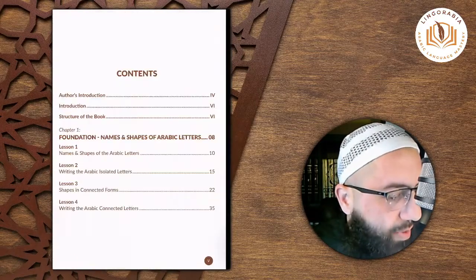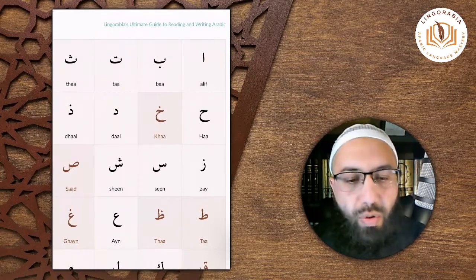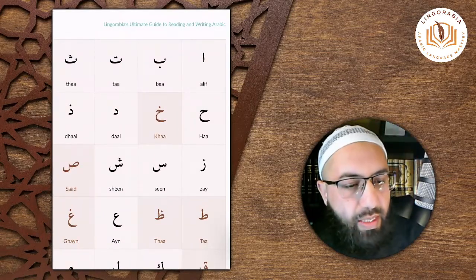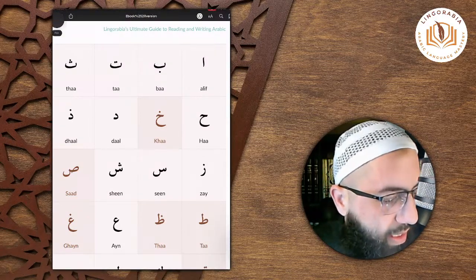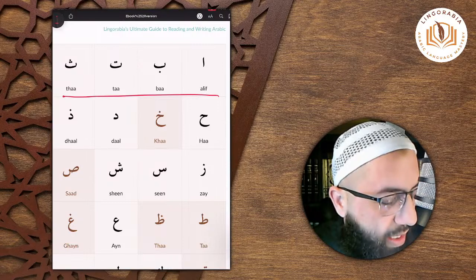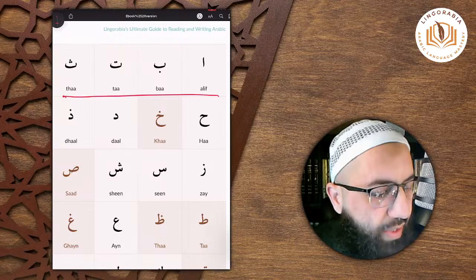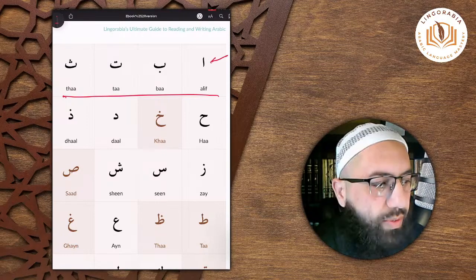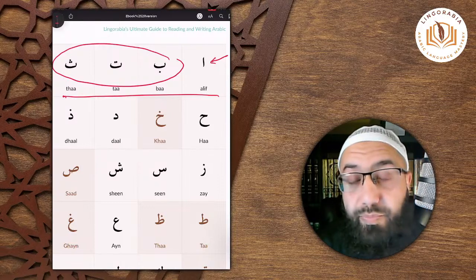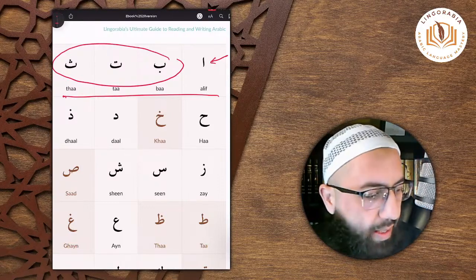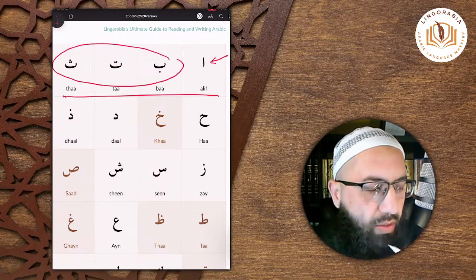And we covered a couple of letters, the first four letters of the alphabet. Okay, so we covered the alif, the ba, the ta, and the tha. We covered alif and this group of letters. Alif is a very specific letter, and in the future we will talk in detail about the function of the alif. But now we focus on the shape and on the name of the letter.